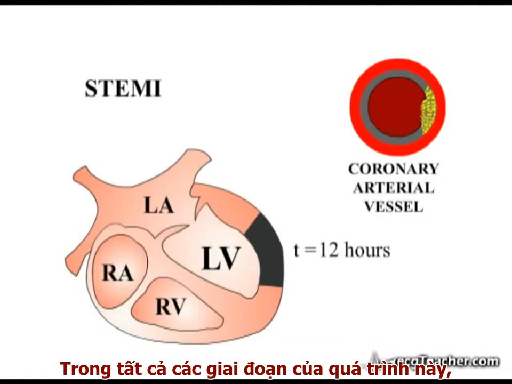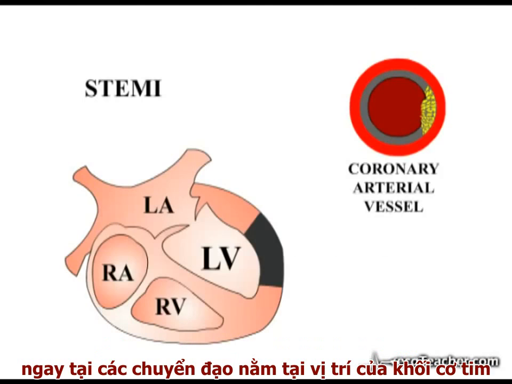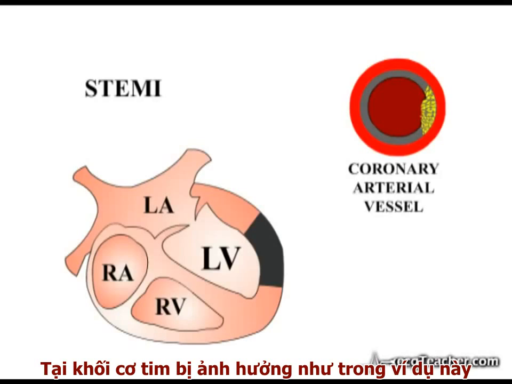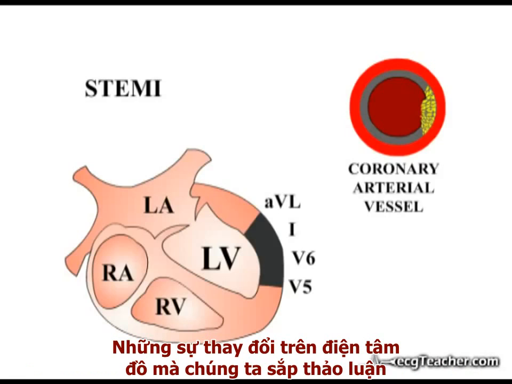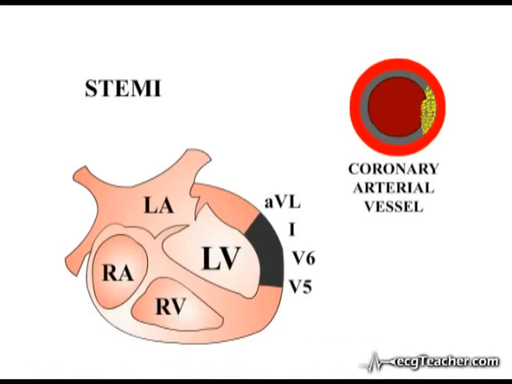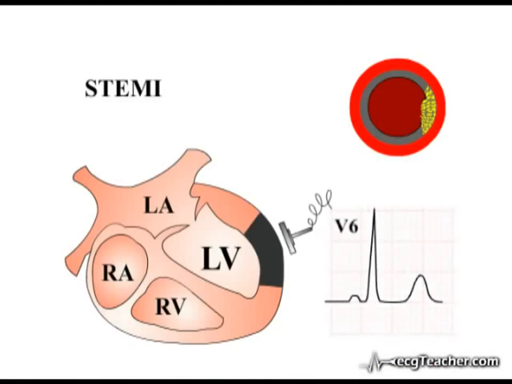At all stages of this process, characteristic changes are produced in the ECG leads directly overlying the region of myocardium that the occluded vessel supplies. As the region of myocardium affected in this example lies directly under leads V5, V6, lead 1 and aVL, the ECG changes we are about to discuss are observed in these leads. We will examine these changes in lead V6 as an example.